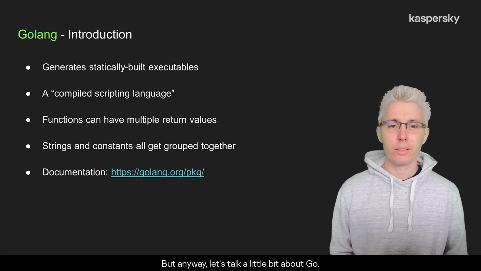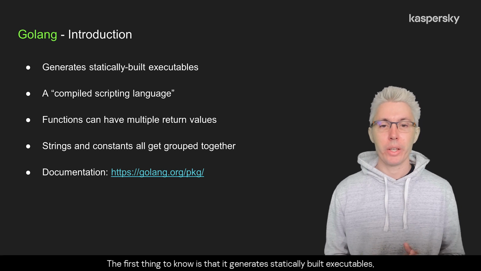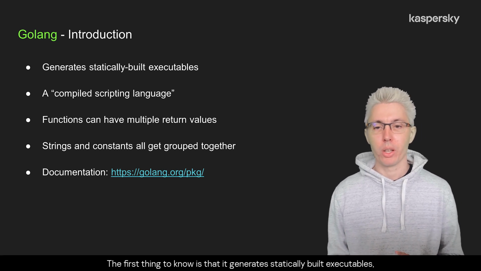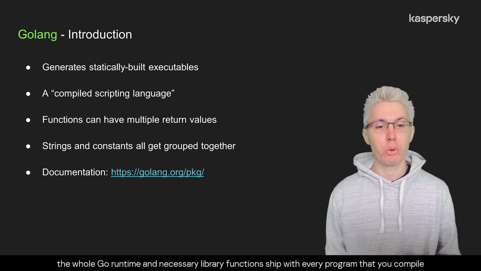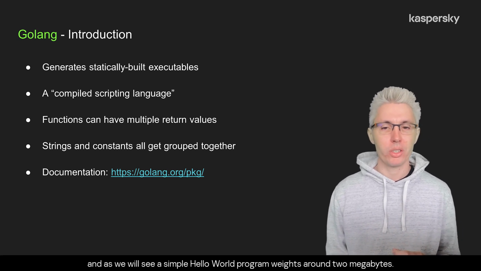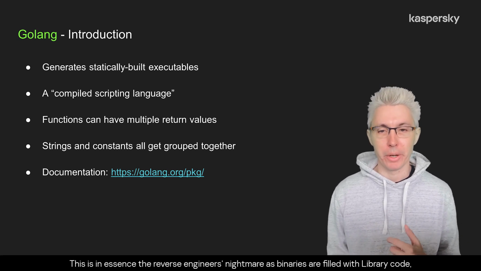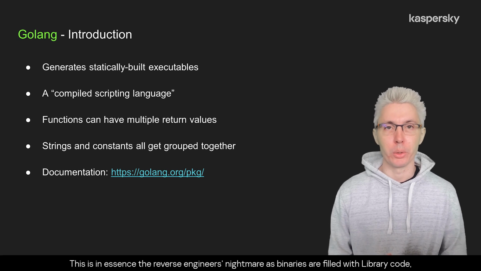But anyway, let's talk a little bit about Go. The first thing to know is that it generates statically built executables. The whole Go runtime and necessary library functions ship with every program that you compile. And as we'll see, a simple hello world program weighs around 2 megabytes. This is, in essence, the reverse engineer's nightmare, as binaries are filled with library code.